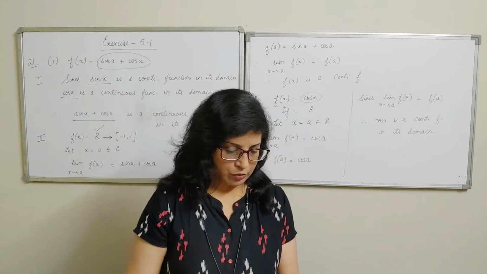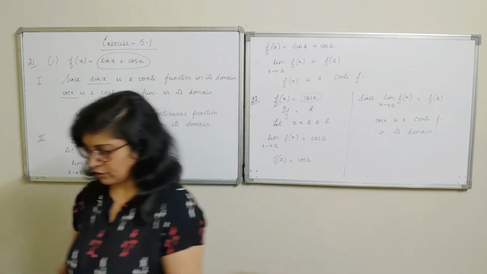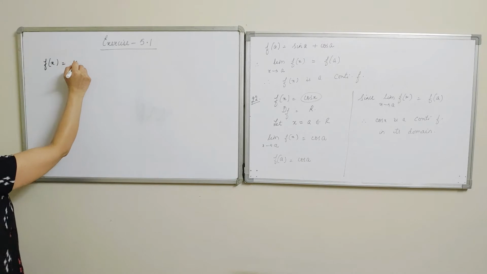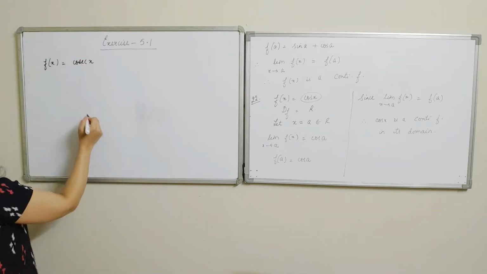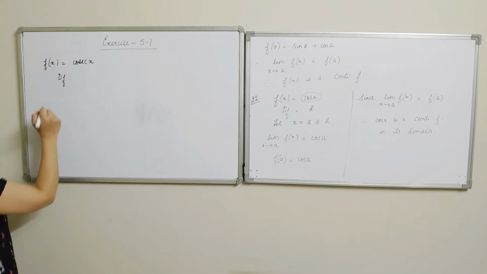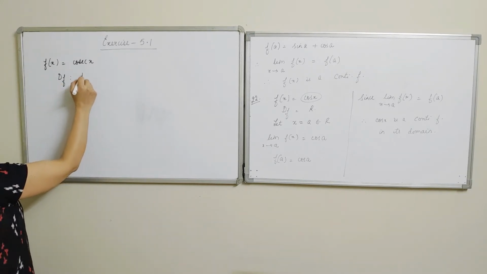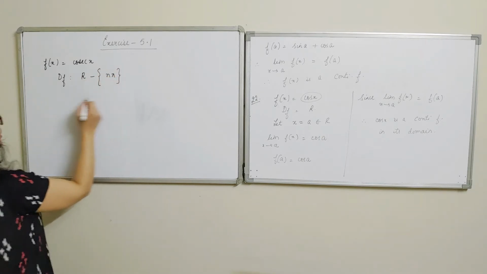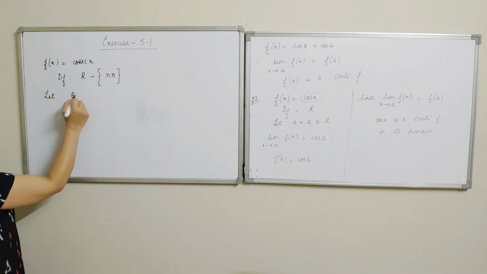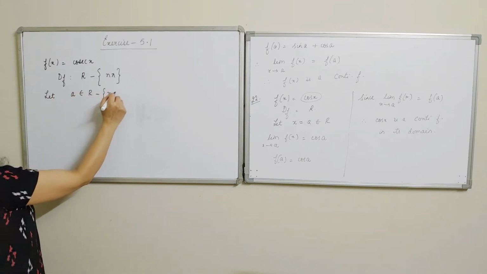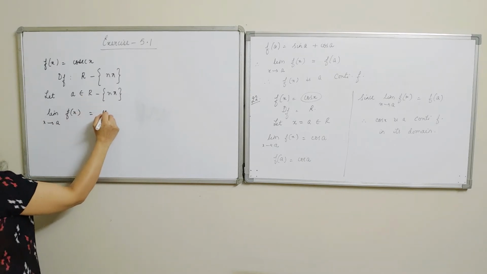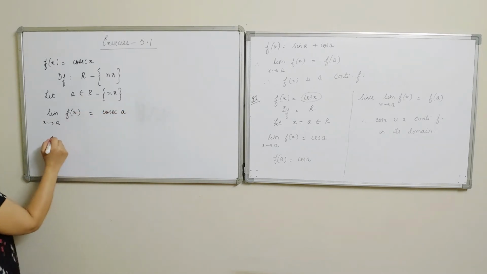Then next, let us try out checking for the cosecant function. So the same question, if we take cosec x function, then we know the domain of the function is the set of all real numbers except multiples of pi. So let us choose a value a from this domain and find out the limit of the function when x tends to a. Again, by direct substitution, we get cosec a.